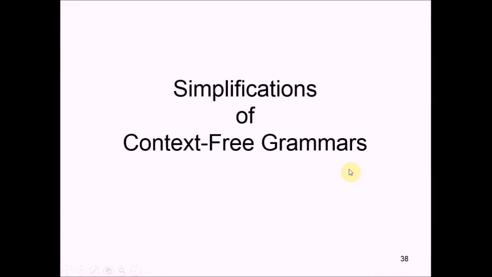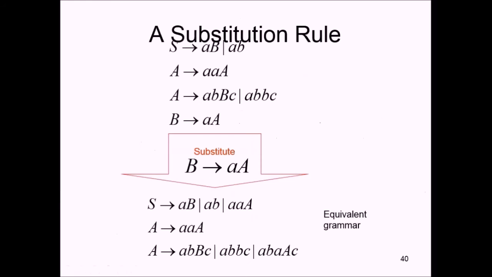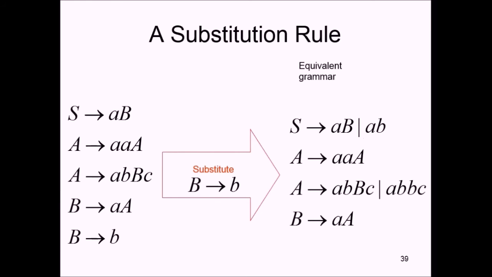The topic I'm going to cover in this part of the lecture is simplification of context-free grammars. The first thing we come across in the simplification process is the substitution rule. If the question given to us is, for example, S goes to AB, A goes to AAA, A goes to AB, BC, B goes to AA, and B goes to B, we will substitute B goes to B.